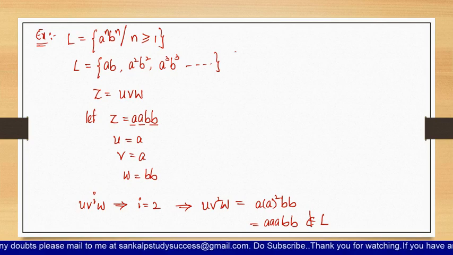You can consider any string and we are going to decompose it into U, V and W, and consider I value as greater than or equal to 0. So you can consider I value from 0 to anything and you can solve the problem, and you need to show that the language is irregular.